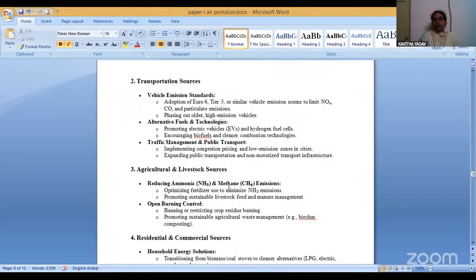Then the next one is traffic management and public transport, implementing congestion pricing and low emission zones in cities. Once again, I am going to read that one: traffic management and public transport, implementing congestion pricing and low emission zones in cities. Then the next one is expanding public transportation and non-motorized transport infrastructure.